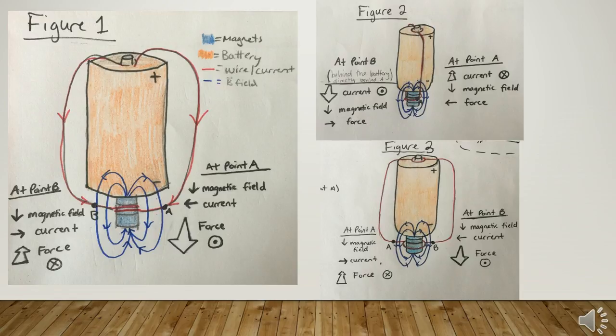In figure 2, the wire has moved a quarter way around the battery, so at point A, the current is going into the page, the magnetic field is going down, so the force is going to the left. At point B, we cannot see it, it's behind the battery, directly behind point A, so the current is going out of the page at you, the magnetic field is going down, and so the force is going to the right. Then in figure 3, it's the same as figure 1, but point A and point B switch because the wire has already moved all the way around the battery.